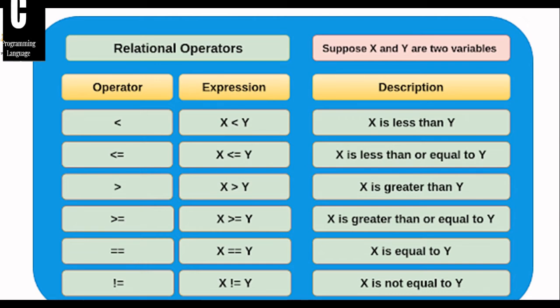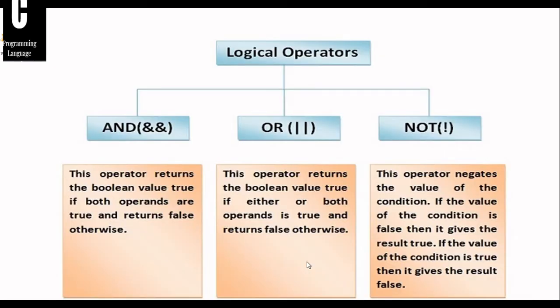See, single equals to is different and double equals to is different. Double equals to means a comparison. X is equals to 1, we are checking the condition. If it is true, then it will return 1. If it is false, it will return 0. And here is the not equals to: if this is not equal to this. Okay, this is about the relational operators.